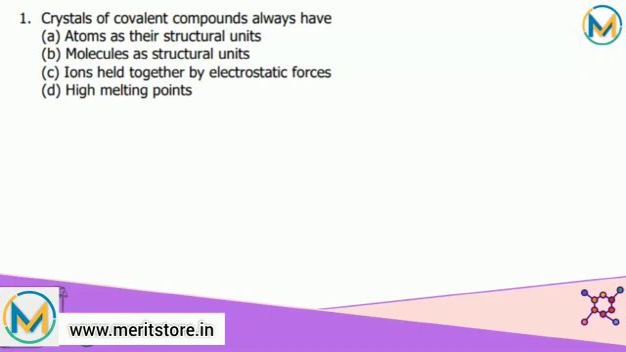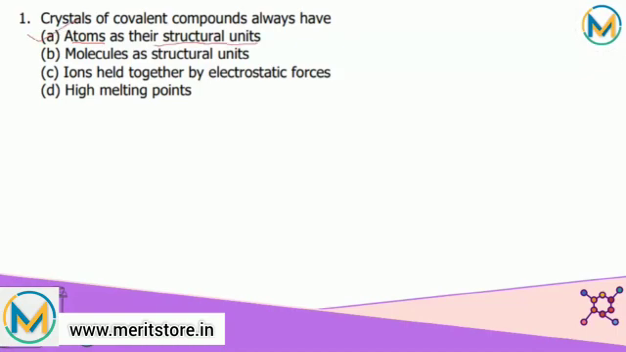Now we know that covalent solids are formed by network or chains of atoms or molecules held together by covalent bonds. A perfect single crystal of a covalent solid is therefore a single giant molecule. For example, the structure of diamond, which consists of sp3 hybridized carbon atoms, each bonded to 4 other carbon atoms in a tetrahedral array to create a giant network. So the correct answer for this question is atoms as their structural unit.